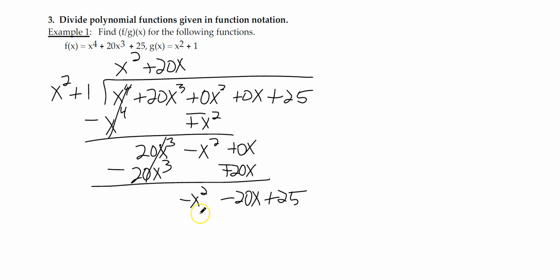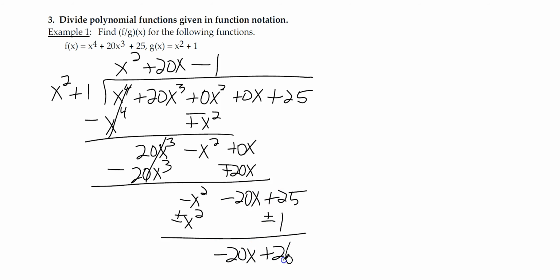X squared times what is negative x squared? That's just minus 1. We distribute minus x squared minus 1. Put it in the right column. Draw the line, change the signs. Here we have minus 20x. Here we have plus 26. And x squared times what is minus 20x? That doesn't go in nicely, so we are now into remainder. So our final answer is x squared plus 20x minus 1, and then plus the numerator negative 20x plus 26, and the denominator is what we divided by.